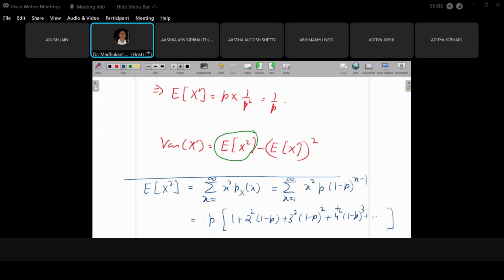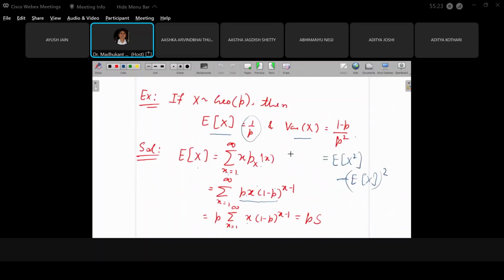This you will again call S, and you will follow a similar type of strategy to find out the final sum. You can find the final answer from here. That is going to be 1 by p square, and if you open it up, minus 1 by p.